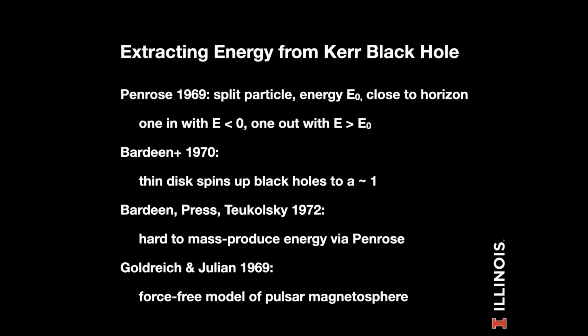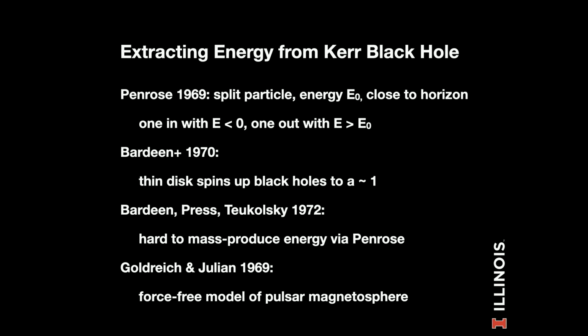Soon afterwards, Bardeen wrote a paper which said that if you take a thin disk and build up the mass of a black hole through accretion from a thin disk, then the black hole will spin up, and it'll spin all the way to spin 1. And so that excited people's interest in rotating black holes in an astrophysical context. Then along came Bardeen, Press, and Teukolsky in the early 70s and said, this Penrose idea is great, but it's going to be hard to turn this into industrial scale production of energy from a rotating black hole.